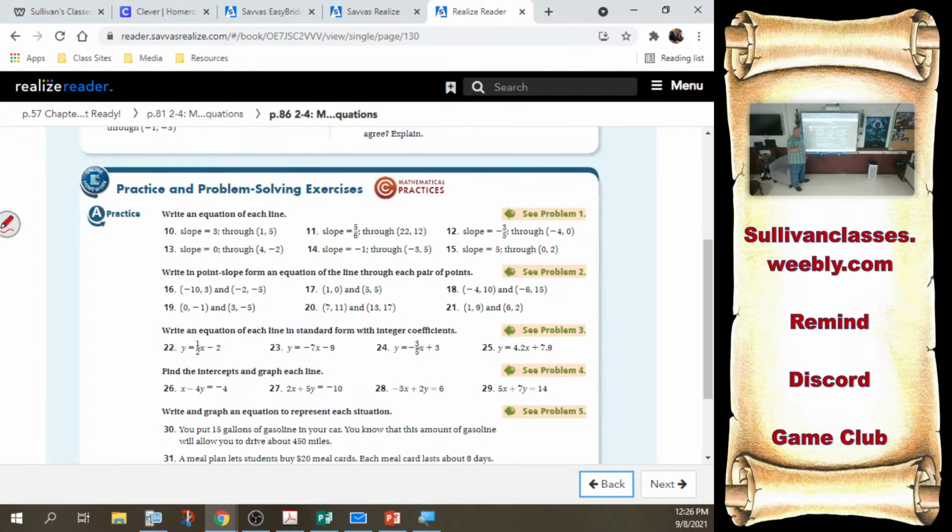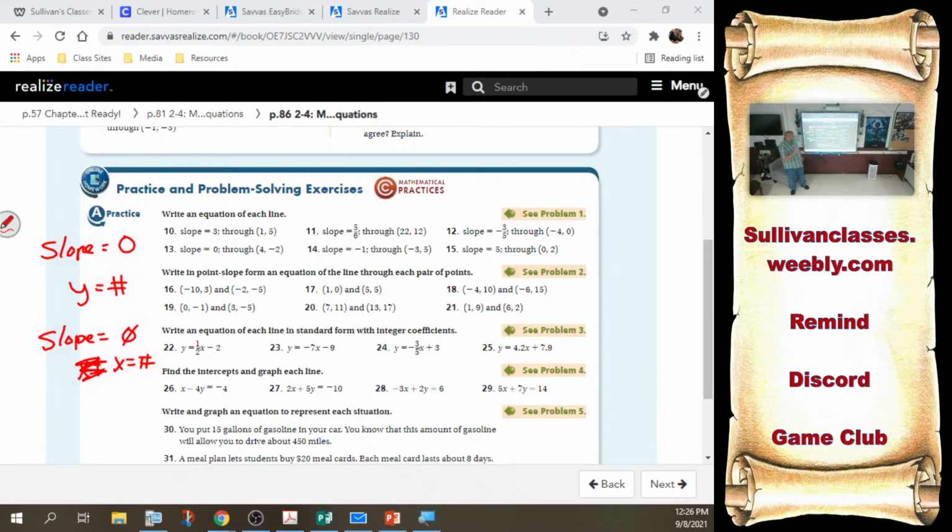trick. If I ever see a slope of 0, I just know it's y equals number, because that's a horizontal line. If I ever see a slope that's undefined, that's x equals number, because that's a vertical line. That just is those forms.